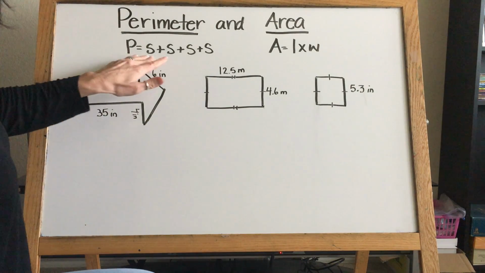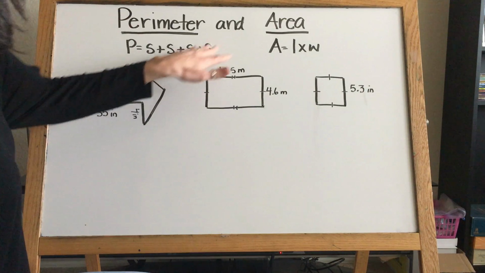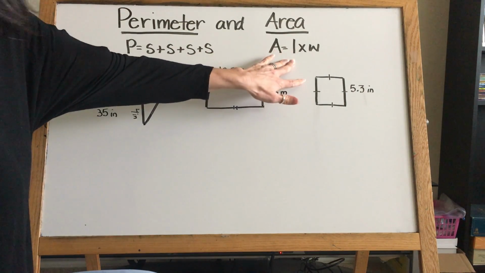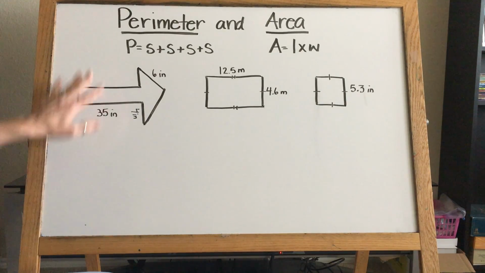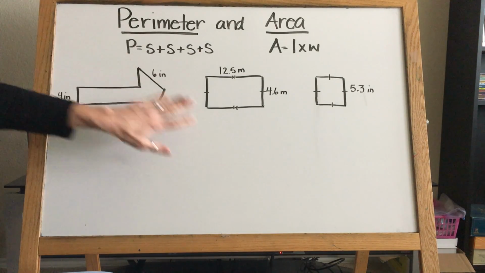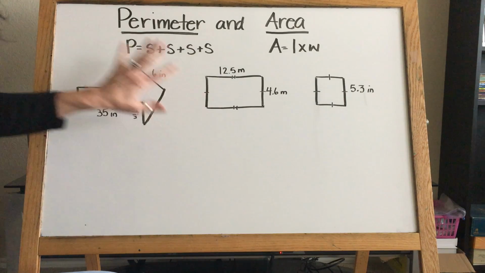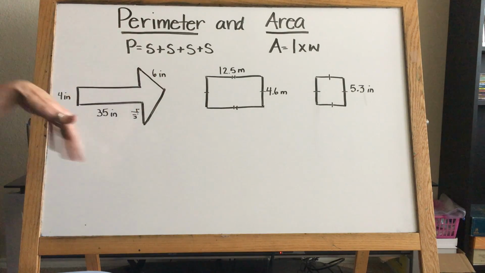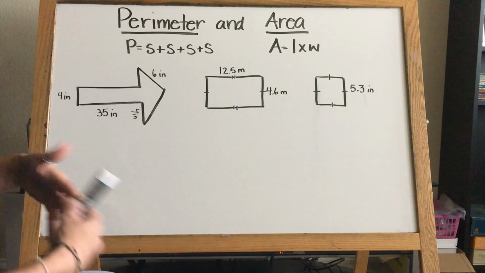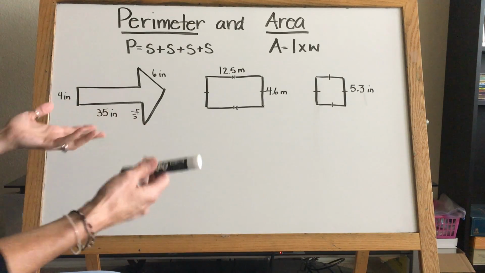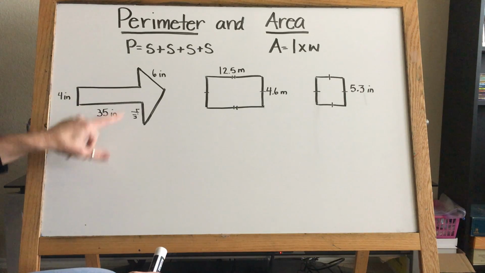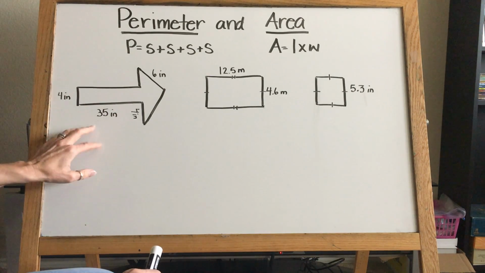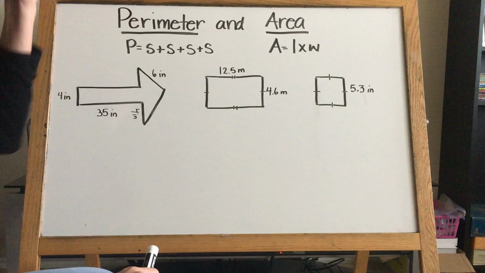Formula for perimeter is going to be side plus side plus side plus side. Formula for area is going to be length times width. So here's our three different scenarios. Obviously, this perimeter formula is for a quadrilateral, but you're also going to have different shaped things that you're going to be finding area and perimeter. They're called irregular shapes. So if we're looking at this example, this was on your homework.